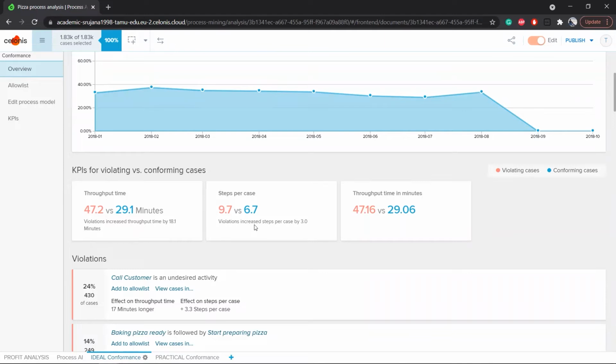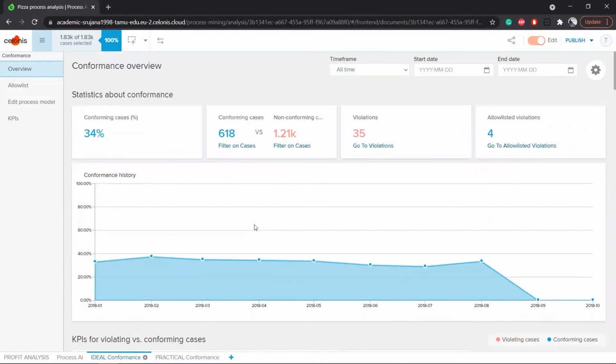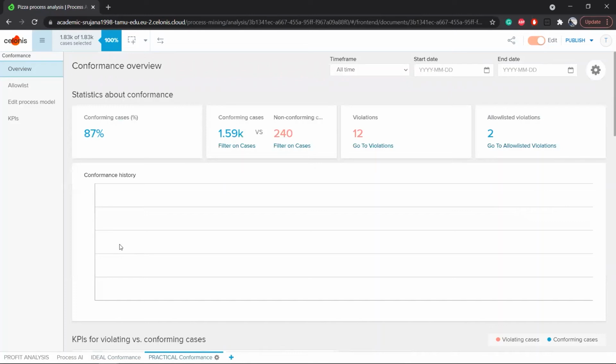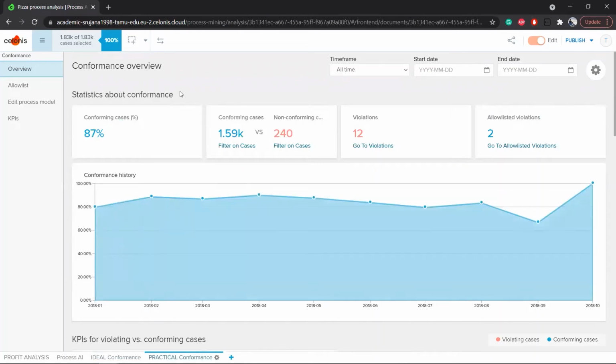And as you can also see, the steps per case decreased by 3. So this is the ideal situation where you just have the minimal number of steps, and then you try to minimize the time. However, this may not always be possible because there are always going to be some glitches.